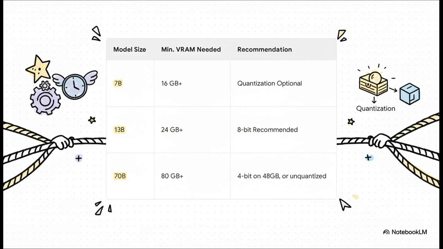And this table really drives home a key point. A lot of the time, quantization isn't really a choice you make, it's a choice your hardware makes for you. I mean, look at this. If you're trying to fine-tune a 13 billion parameter model on a pretty standard 24-gigabyte GPU, you basically have to use 8-bit quantization. There's no other way it's going to fit. It becomes a simple necessity.